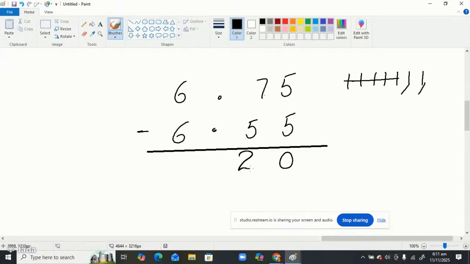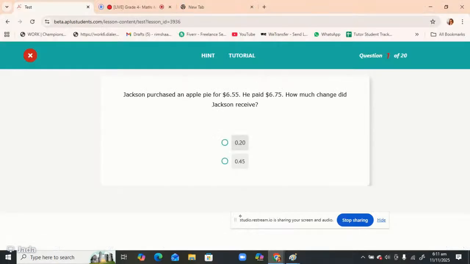So we are putting it here too. Just placing the decimal point as it is. Now if the two numbers are the same when we subtract, you get the answer 0. So 0.20. Let's see, this is the answer here and this is the right answer. Now let's discuss the next.